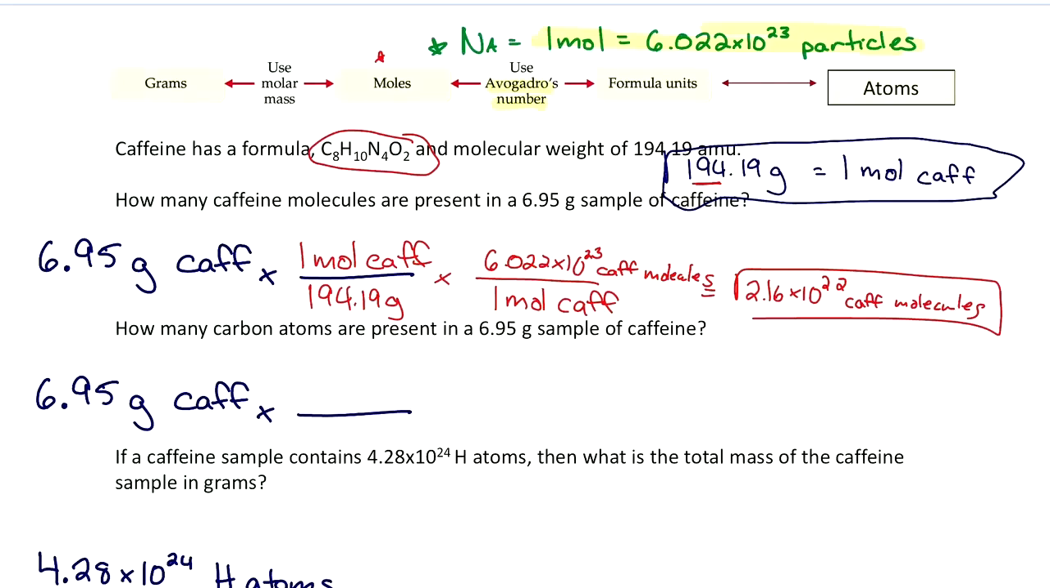So how do we get this next one? If we continue on with our previous question, how do we get number of carbon atoms? Multiply this number by 8. And the reason is we're actually, in the back of our heads, we're coming up with a new conversion factor. It's for every 1 caffeine molecule, there are 8 carbon atoms.